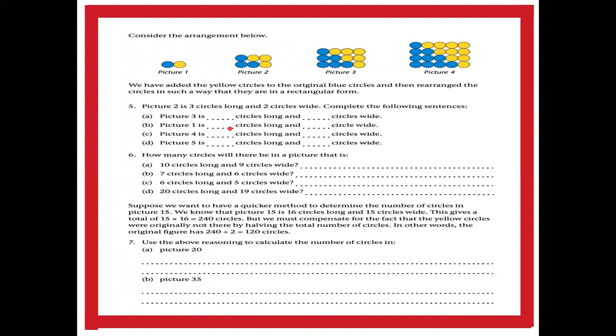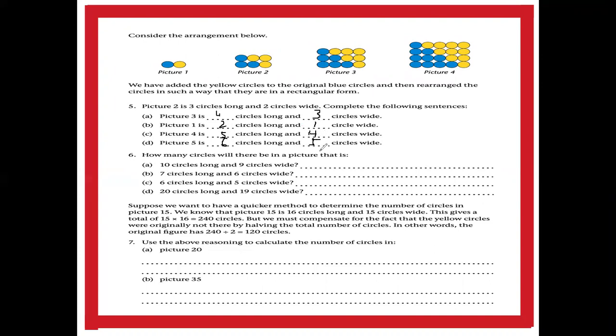Picture 4 is 5 circles long and 4 circles wide. Maybe I should write them in. Picture 3 is 4 circles long and 3 circles wide. Picture 1 is 2 circles long and 1 circle wide. Picture 4 is 5 circles long and 4 circles wide. Picture 5 would be 6 circles long and 5 circles wide.